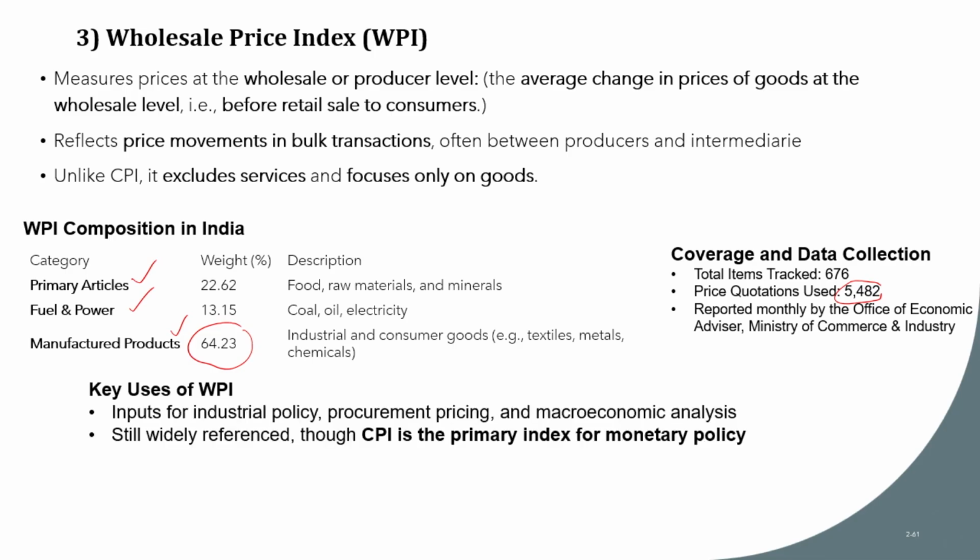Some of the key uses of the wholesale price index: it is one of the main inputs for industrial policy, procurement pricing, and macroeconomic analysis, and is still widely referenced, though CPI is the primary index for monetary policy. Shortly, in the next session, we will discuss CPI. Initially we used the wholesale price index as the main measure of inflation, but recently we have shifted to CPI as the primary index for monetary policy and other economic policymaking. However, the wholesale price index is still useful on these grounds.